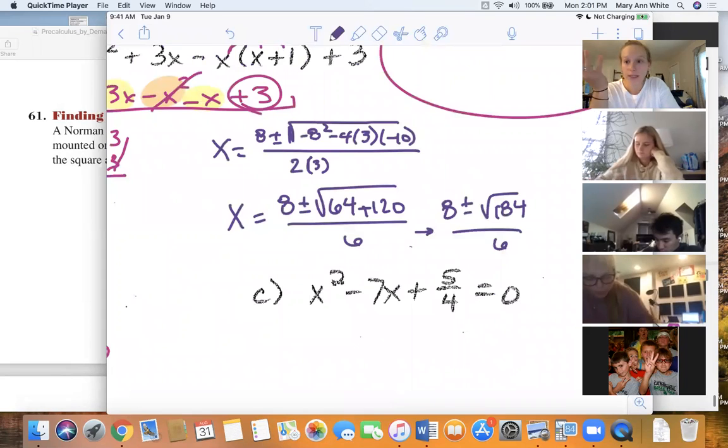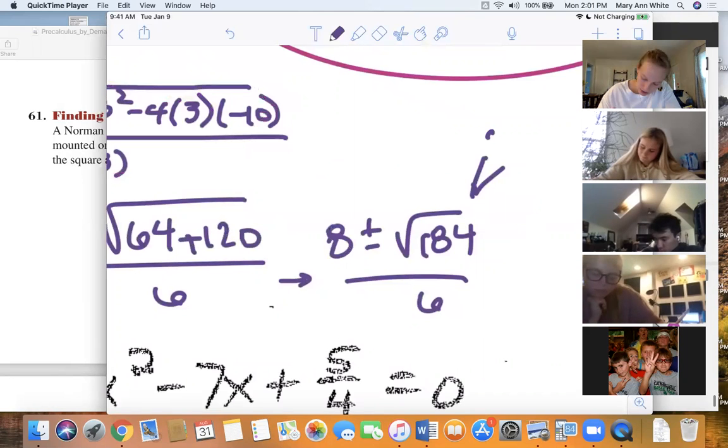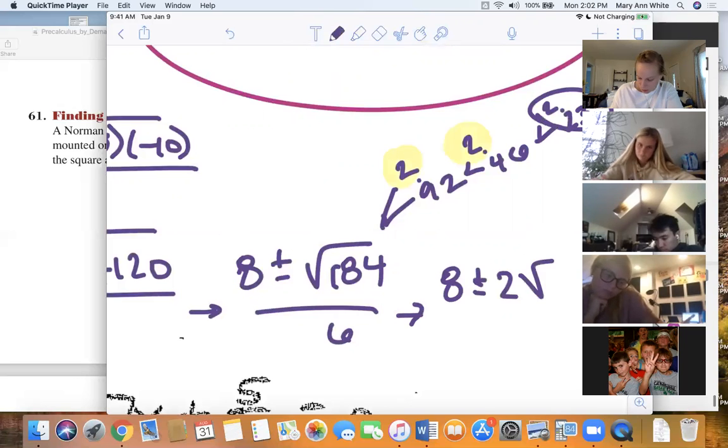And I have 184. Let's see if I can simplify that before I say that I'm done with this problem. 184 simplifies two times, I think, 92. And then 92 can be broken apart into 46. And then 46 becomes 2 and 23, but 2 and 23 can't go any farther. So I have a common factor of 2, and then I've got 2 times 23 or 46 left back inside. So I've got 8 plus or minus 2 root 46 over 6.